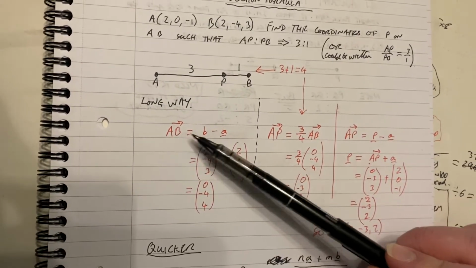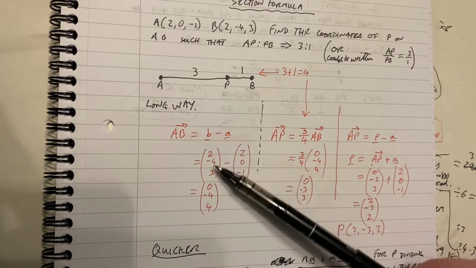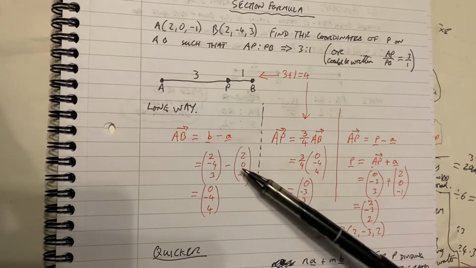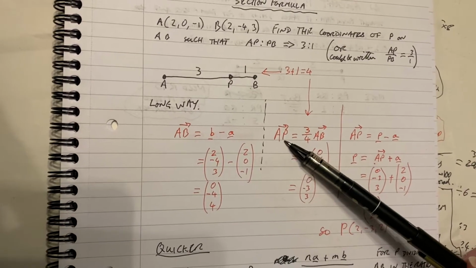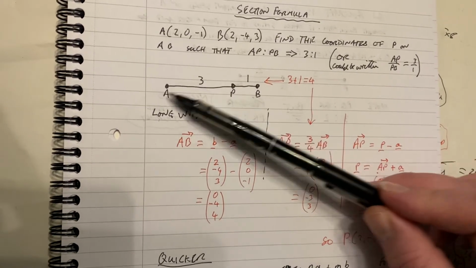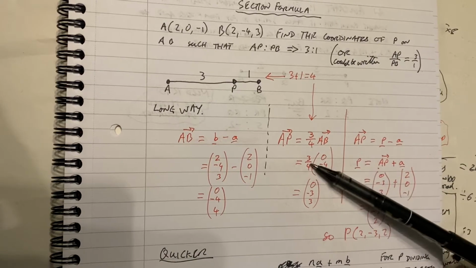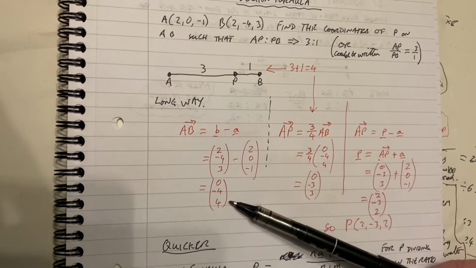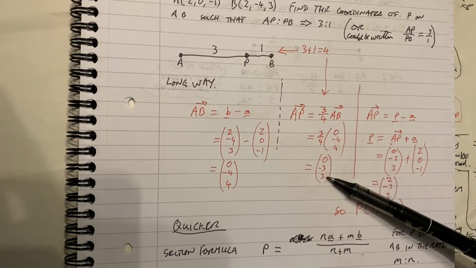So we know A to B, so it's B minus A, the one you're going to minus the one you've come from. We write our 2 points as position vectors and we get AB. We now know that AP is 3/4. If we look at our diagram, it's 3 out of the 4 all the way along. So it's 3/4 of AB. So we do 3/4 of the vector we've just worked out. So we get (0, -3, 3).